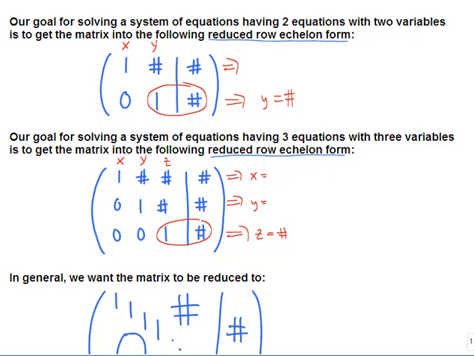So reduced row echelon form is a very specialized form with 1s along the diagonal, 0s below, and numbers above. And by getting your matrix into this specific form, we're able to kind of solve our system a lot easier and figure out what our solutions are a lot quicker.